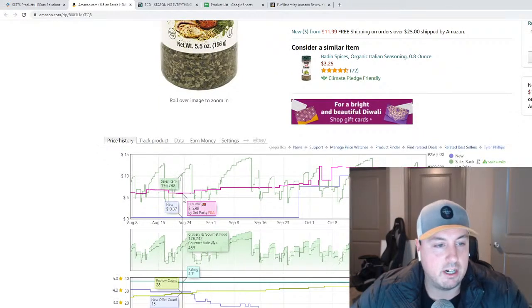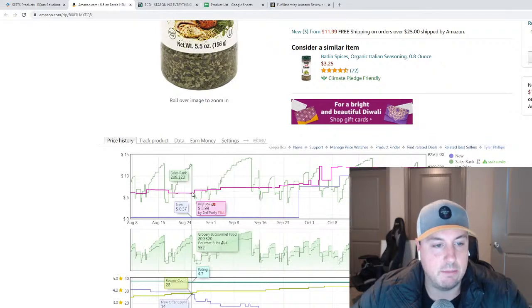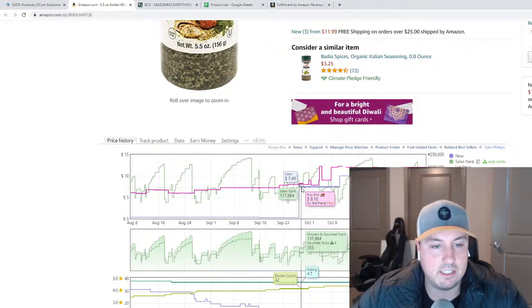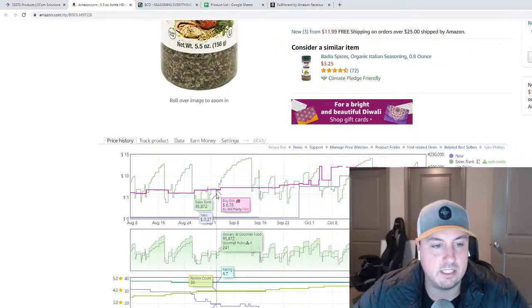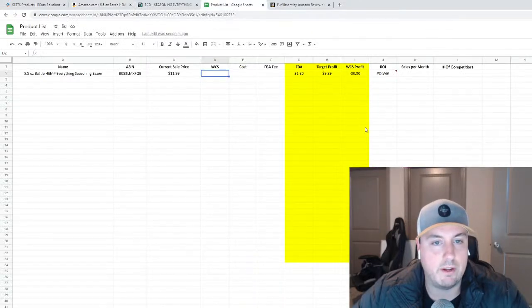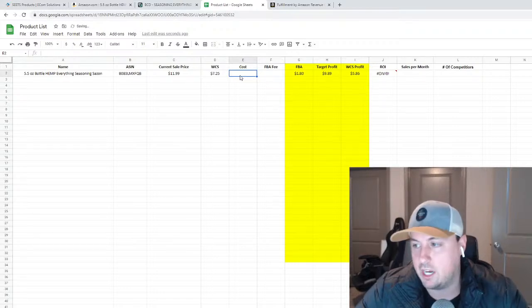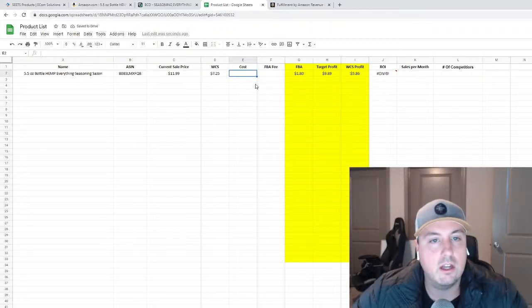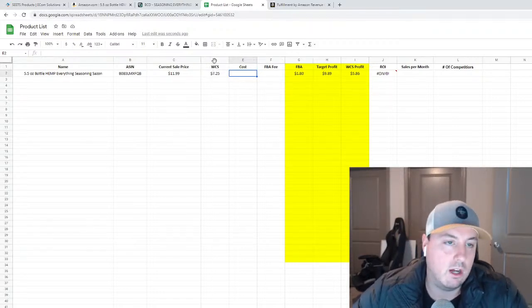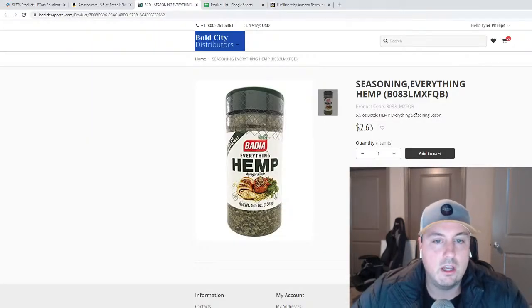If you look at the price here, the buy box has consistently been $5.99, $6.78, $7.24. The lowest it's been since mid-September is $7.25. So I'll put $7.25 as my worst case scenario, not profit, but cost or sale price.